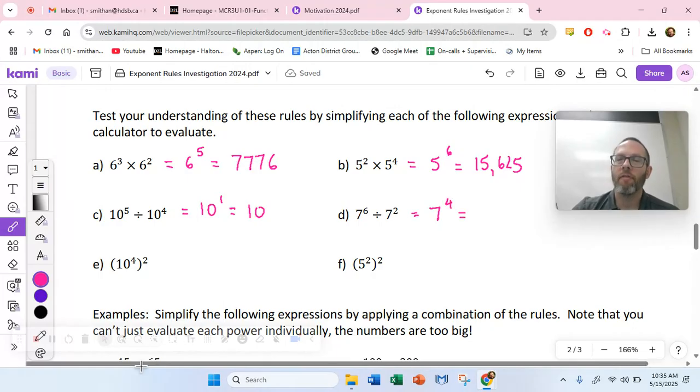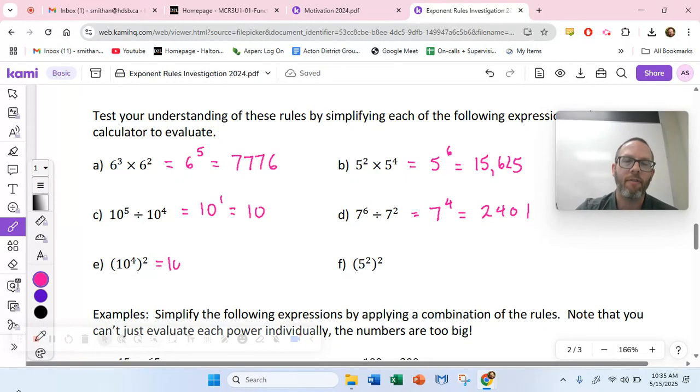Subtract the exponents. 7 to the power of 4. This one ends with a 1. 3961? Yeah? Is it 3,961 or 3,961? 2,401. I was so close. Very close. Almost there.